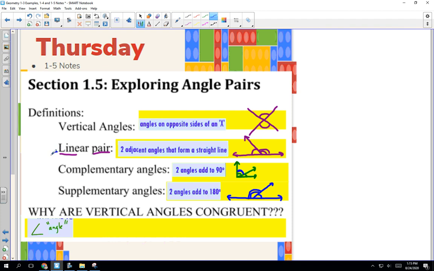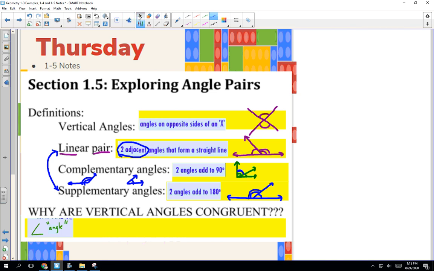Now, the difference between supplementary and linear pair: you're like, Ms. Abelgarth, they both make a straight line. For a linear pair, they have to be adjacent. Supplementary angles can be one over here and one over here, and as long as they add up to 180, they can be supplementary. So linear pair, they've got to be right next to each other. Supplementary, they don't have to be next to each other.